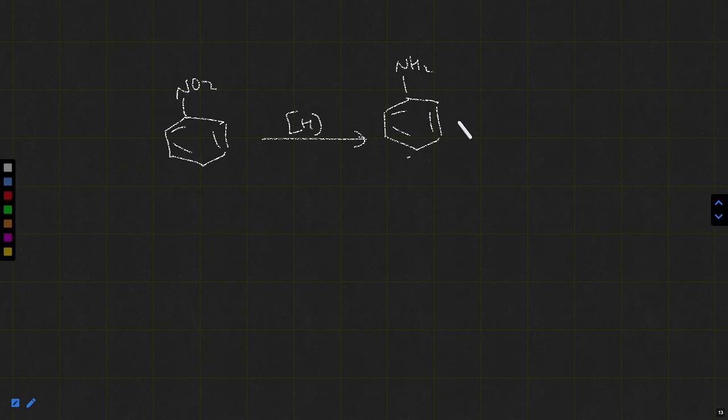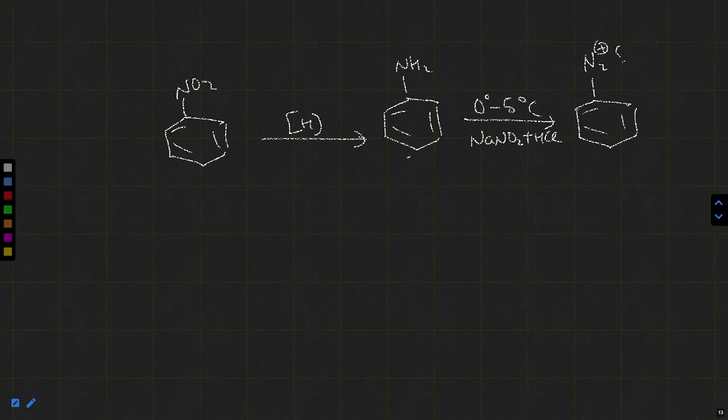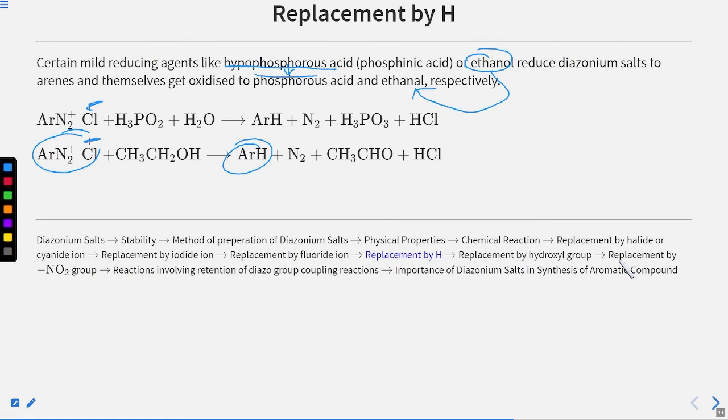Once it is reduced to aniline, treat it with NaNO2 plus HCl at 0 to 5 degrees Celsius. That will convert this into N2 plus and Cl minus. Then you will treat your diazonium salt with, say, C2H5OH. Then you will get your benzene, plus your ethanol and whatever the side product may be. But this is a very useful reaction.